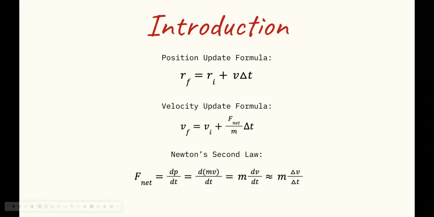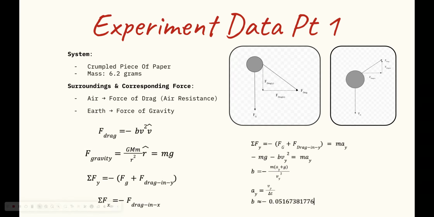However, as you will later see, the experimental data was actually closer to the model without air resistance, and that was due to various sources of error, which I will also explain later. For this lab, the system is a crumpled piece of paper, and the surroundings include air and the earth. We will make the assumption that the crumpled paper has a uniform mass because we didn't have access to a perfectly ideal sphere. We're also going to use Newton's second law, which allows us to describe the motion of any object in terms of the forces acting upon it.